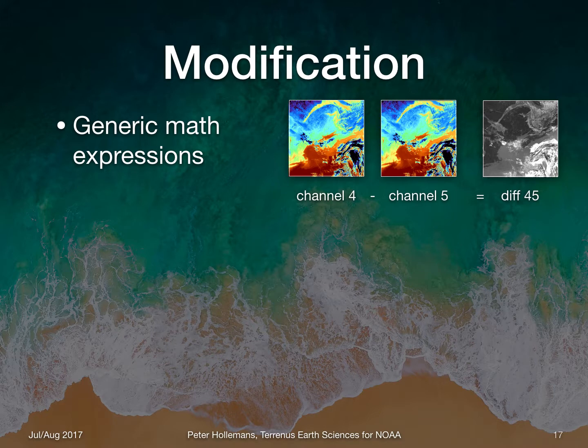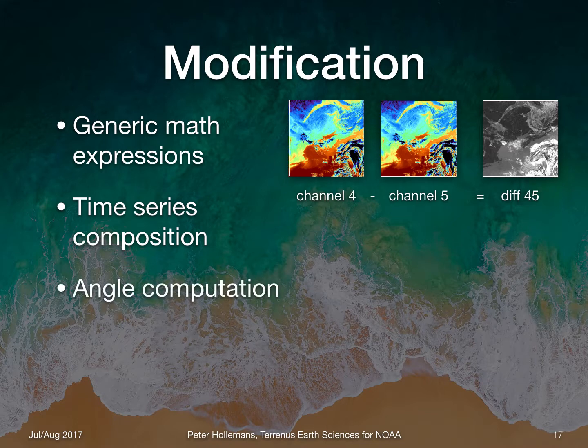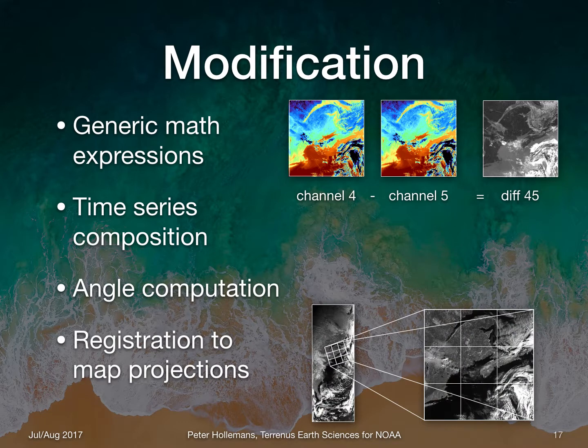The modification tools include the ability to compute generic math expressions on data sets. So for example, in this case, channel 4 minus channel 5, diff 4.5, and you can save that data to the data file. We have utilities to create a time series composite of multiple files, either the minimum, the maximum, the mean value, the median, the first or the last value in time. We have angle computation such as solar zenith, latitude, and longitude, and finally registration from level 2 to level 3 map projections.